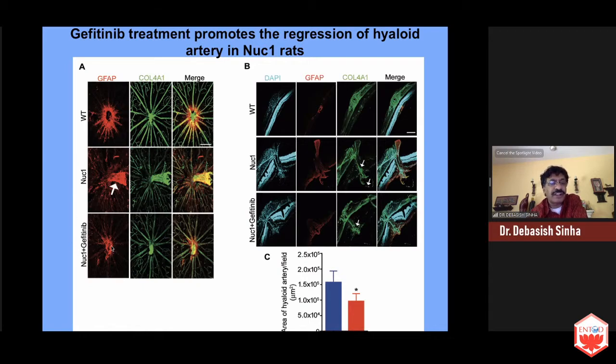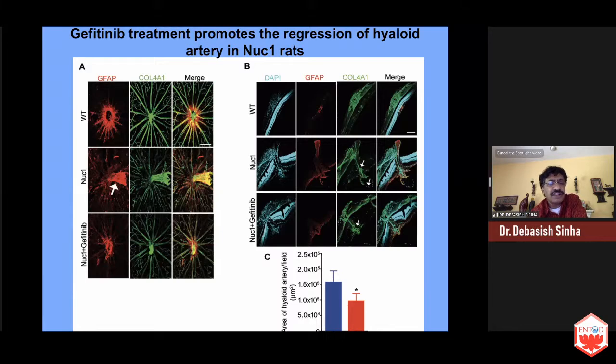But when you treat it with gefitinib, it does again start regression because the astrocytes cannot reach the vitreous and the hyaloid artery. It's not 100% proof, because these are the sections that we have tried to measure how much regression happens. And we see that it is about 30 to 40% regression.